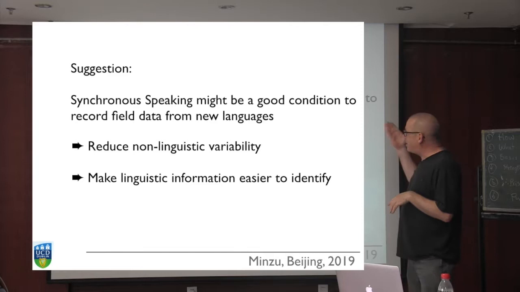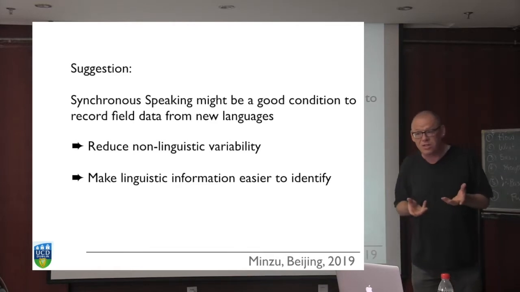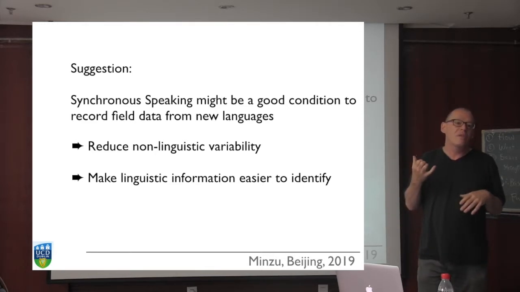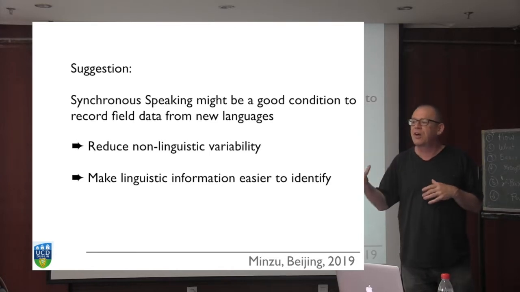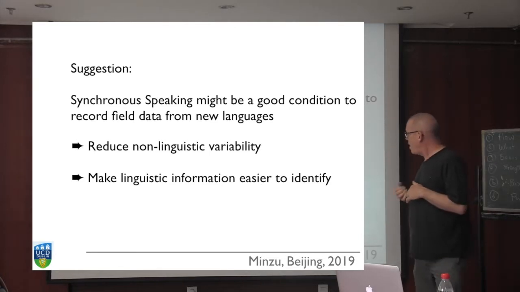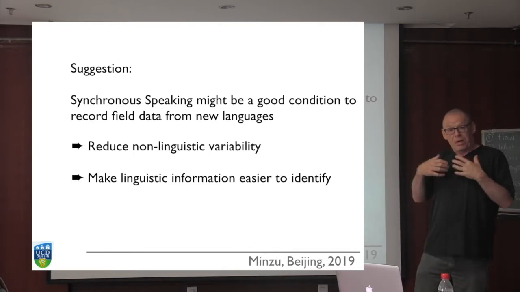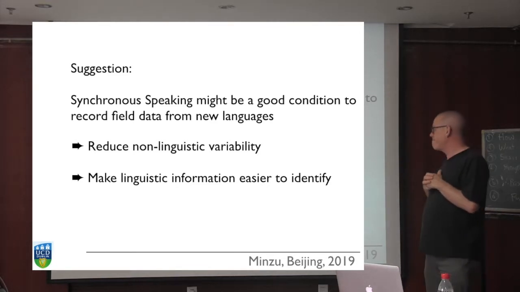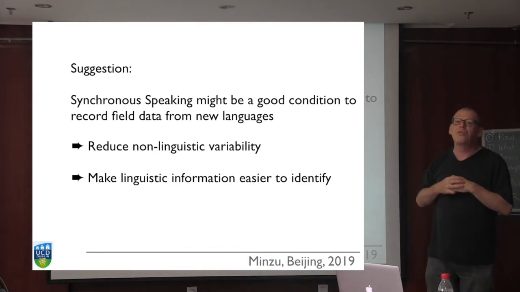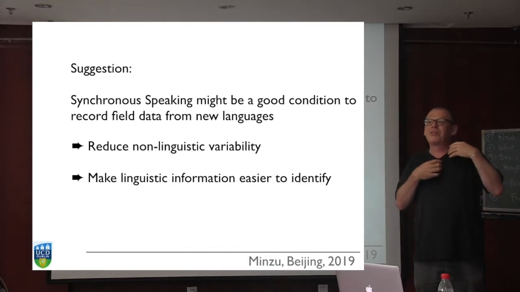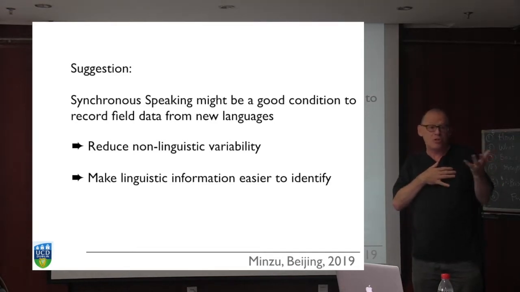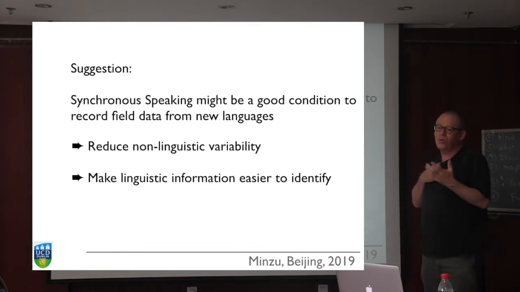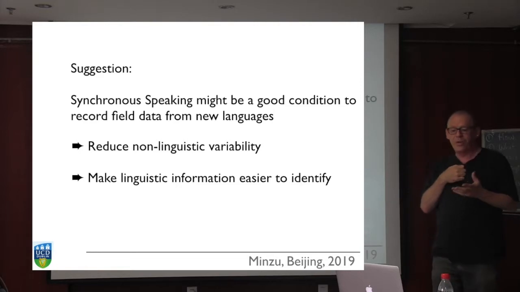So synchronous speech here, I think, is a useful tool for field linguistics, not just for phonetics, because it reduces that variability that comes from the context that is not a necessary part of the language. And it makes that information that, in a conventional view of language, we call linguistic, easier to identify. So I think, even though it doesn't answer many of the questions we might have about joint speech, synchronous speech has its purposes. And I want to show you just a few more findings that we had with synchronous speech.